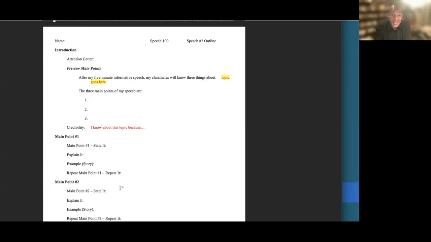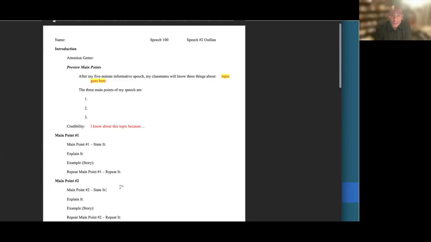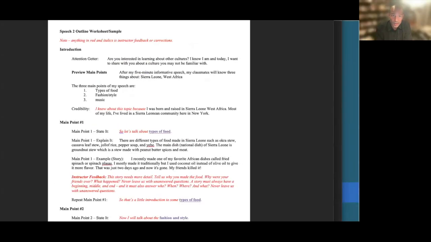In Brightspace, you'll see that I have provided a sample outline. So you see what this form looks like when it's filled in, okay? So this is from a student a number of semesters ago. They start with their attention getter. Are you interested in learning about other cultures? I know I am, and today I want to share with you about a culture that you may not be familiar with. After my 5-minute informative speech, my classmates will know 3 things about Sierra Leone, West Africa.